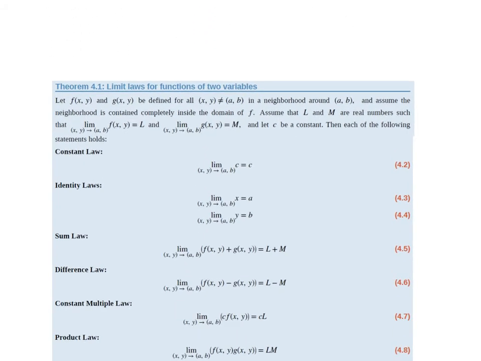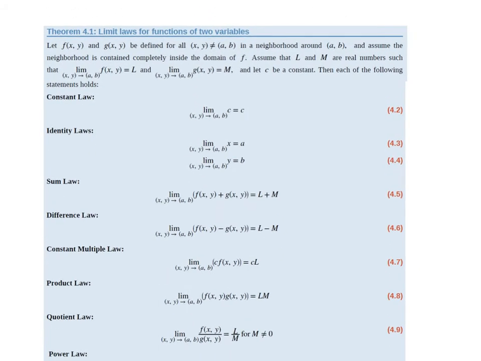We get some limit laws like we did in Calculus 1. The first limit law is that the limit of a constant is that constant. The limit as I approach just x is going to be a. As I approach just y, it's going to be b. So the limit as x y approaches a b of just y is b, and the limit as x y approaches a b of just x is going to be a.